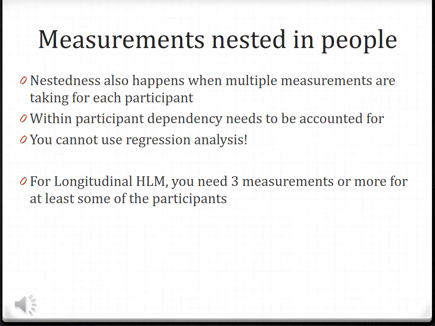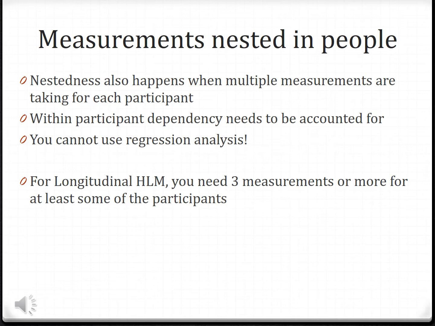So we will now talk about growth modeling. So we have nestedness of a different kind. I had mentioned this earlier. So now we're going to talk about multiple measurements taken for each participant. And so we have within participant dependency that we need to account for. And as we all know, within person dependency is usually high if I am looking at things such as depression. We know that previous issues with depression predict future issues around depression.